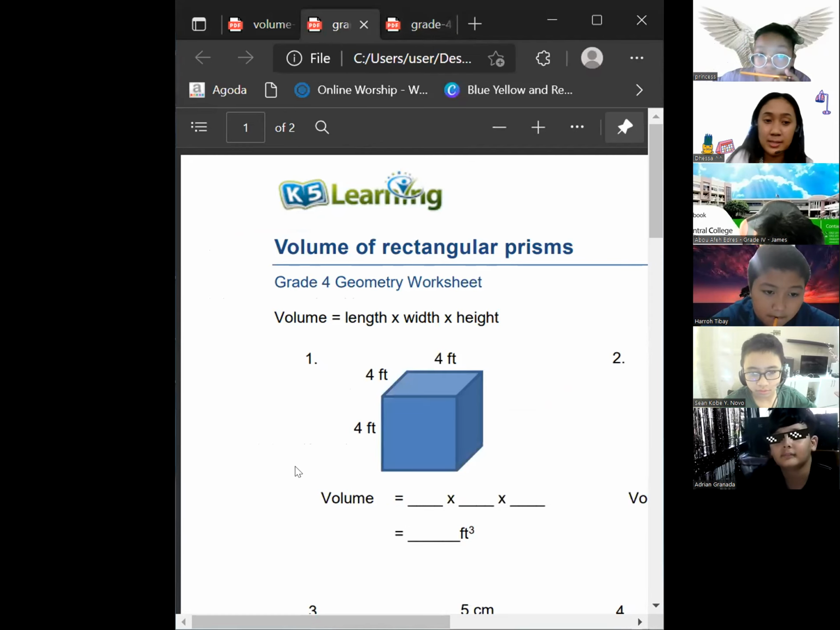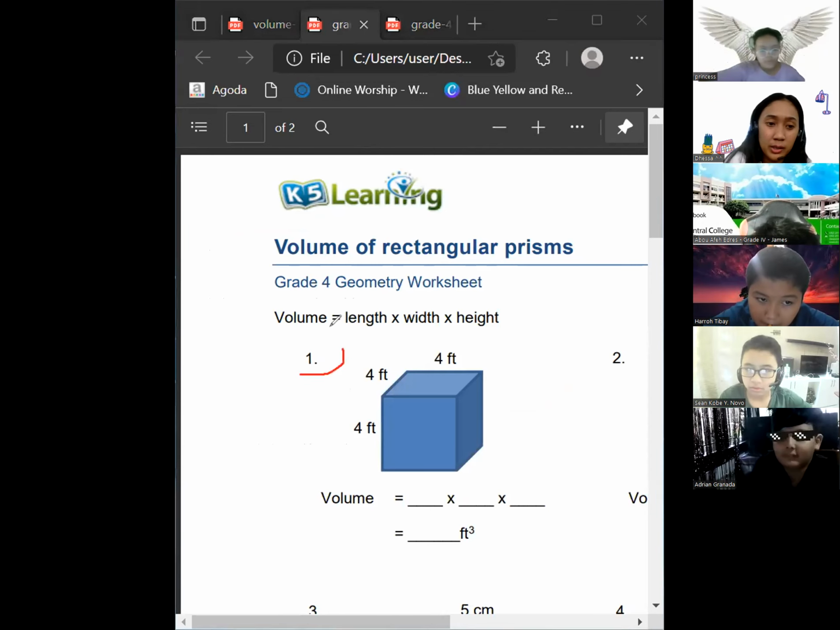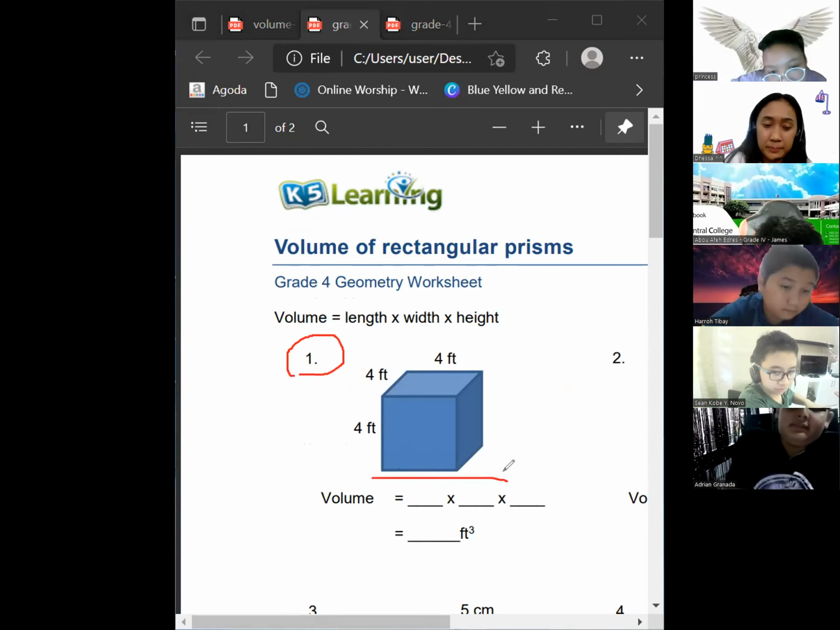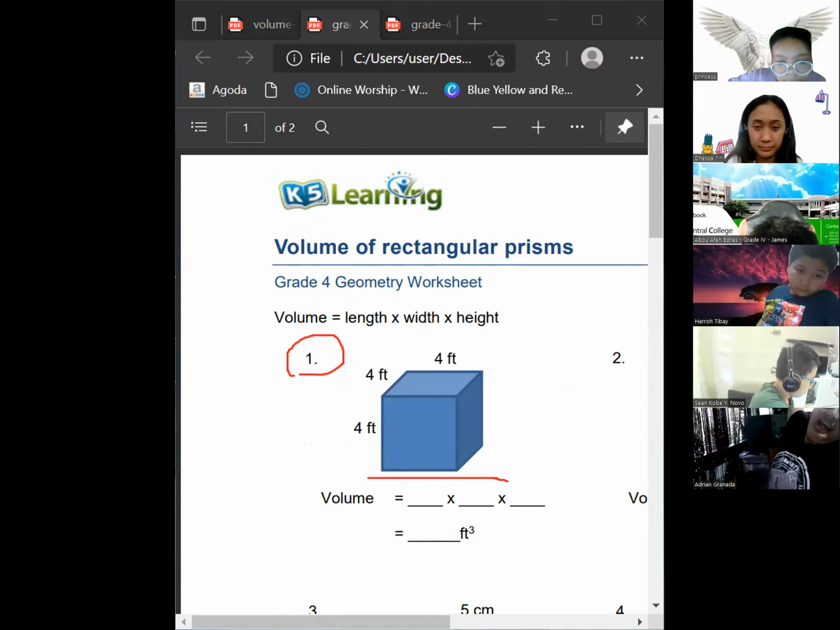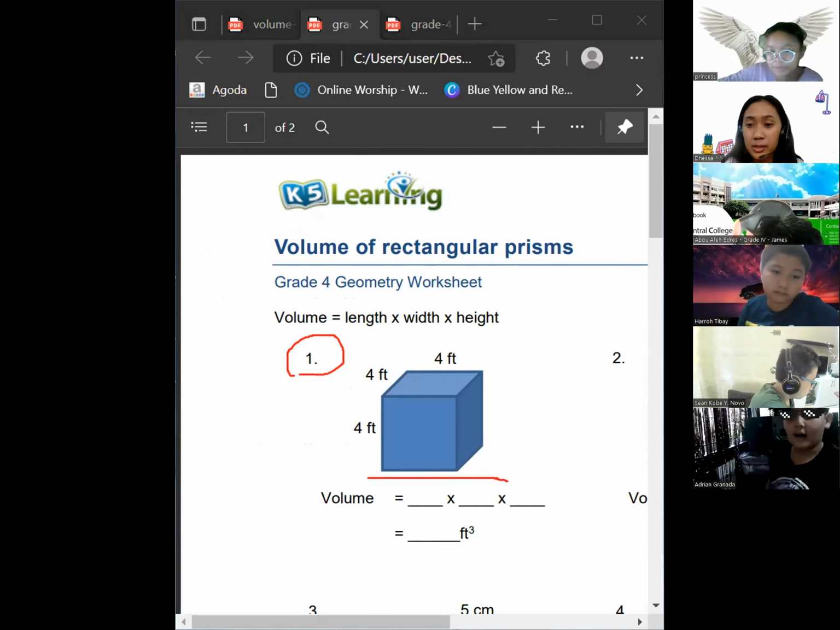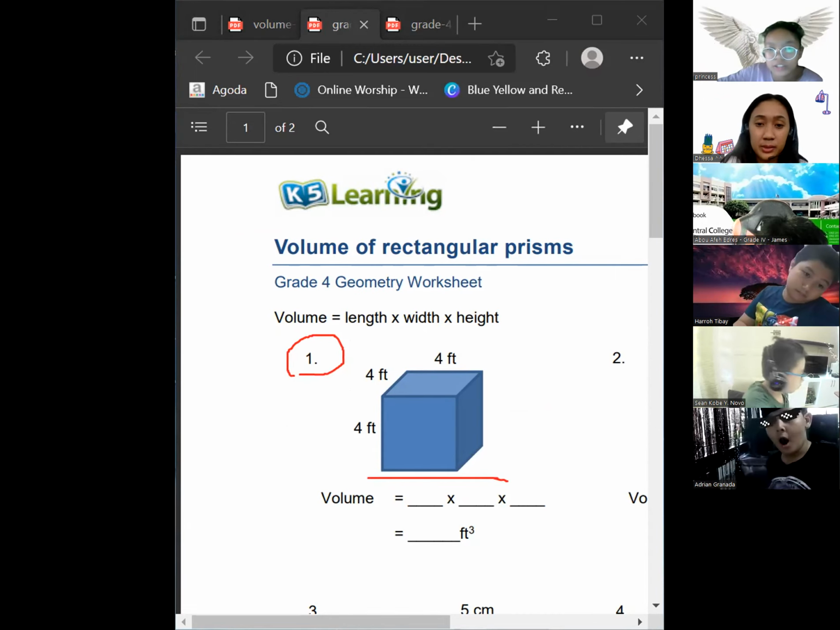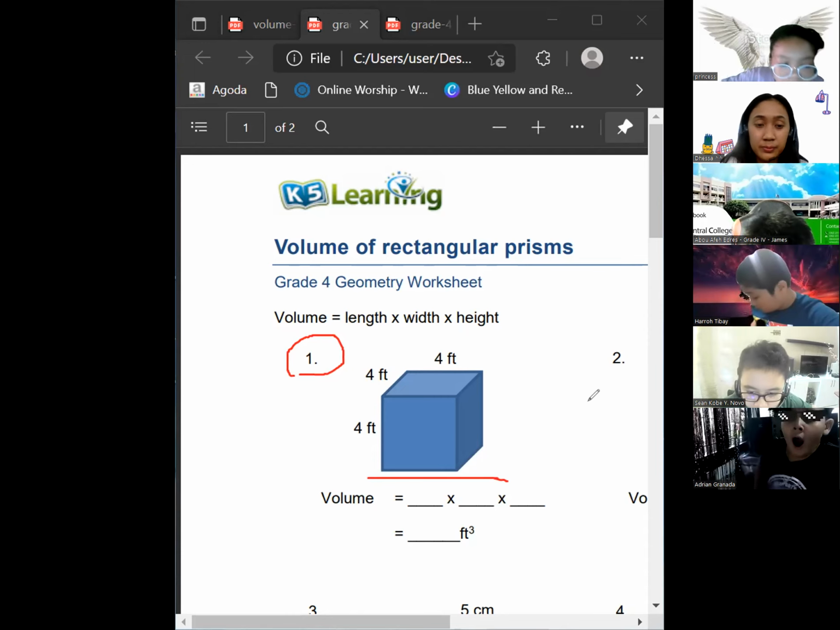Princess, you will start now. Number one, solve for this one. Everyone, please. Okay, I'll annotate.